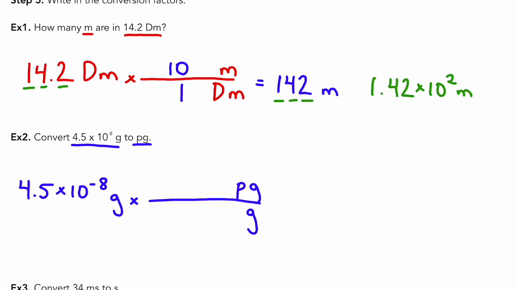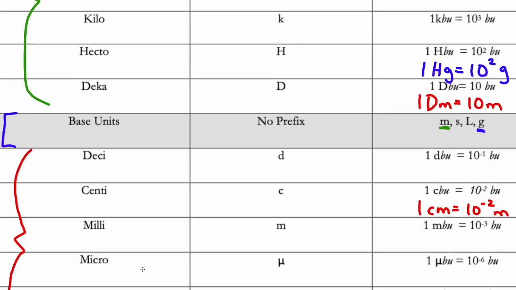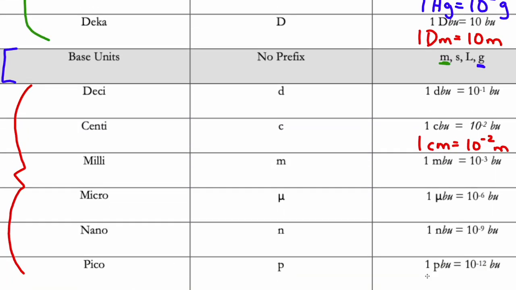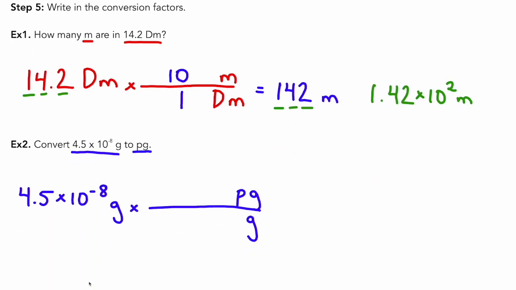I'm going to go back to my table, and I see that 1 pico base unit is 10 to the negative 12 base units. So what exactly does that mean for this problem? My base unit for this problem is going to be grams. So 1 picogram equals 10 to the negative 12 grams. So I'm going to remember that relationship. 1 goes in front of pico, 10 to the negative 12 goes in front of grams.